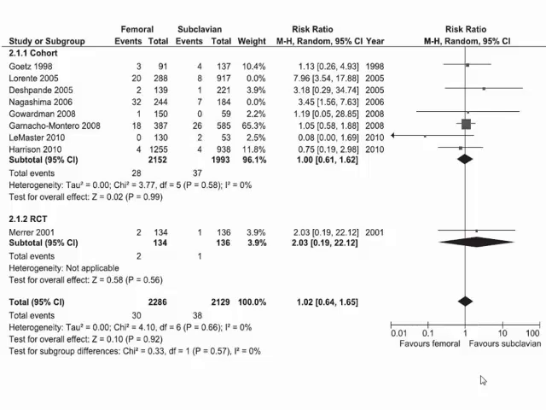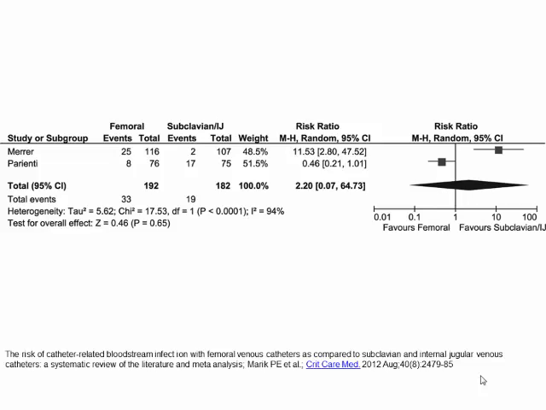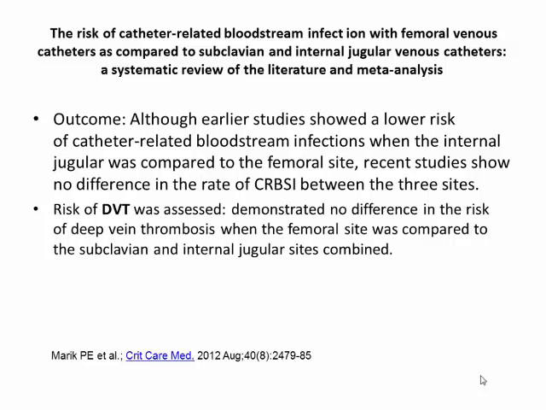Again, this plot shows that subclavian is favored, and so does this. Subclavian and IJ favored over femoral. So the final outcome was that though the previous studies from 98 showed a low risk in internal jugular compared to femoral site, now they seem to have leveled off. They also assessed risk for DVT, and they actually found no difference in risk of DVT even between these 3 sites.